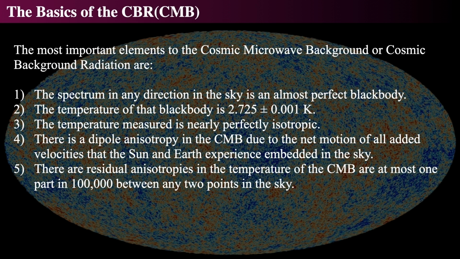The temperature measured is nearly perfectly isotropic. Nearly perfectly. Nearly is important. There's a big dipole anisotropy due to the net motion of the Sun and Earth through the cosmos. And then finally, there are tiny, tiny anisotropies, differences in the appearance in different directions, but they're so small that they're only 1 part in 100,000 between any 2 points on the sky. So really, the temperature differences are extraordinarily tiny in the sky.